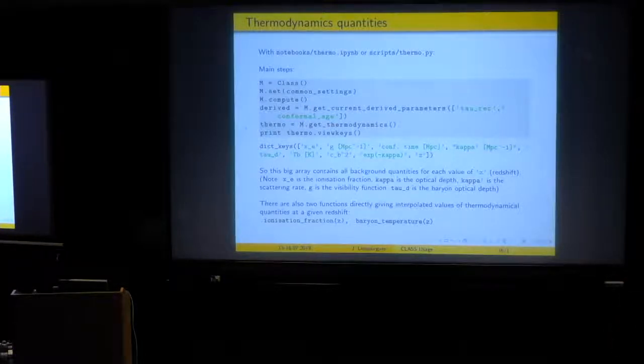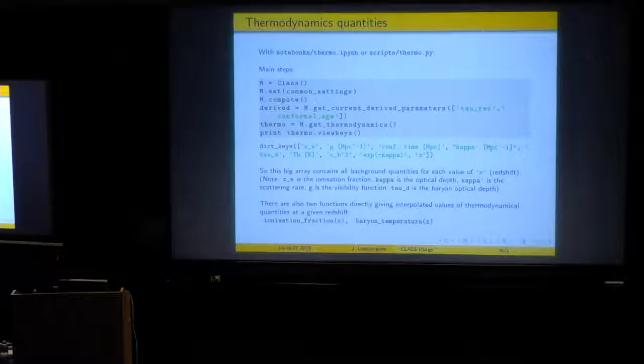So I have this big array, and I can play with the columns in this big array in order to output my quantities. I'm sorry, tau d is not the time of baryon drag. It's a function of redshift. It's the baryon optical depth. And the time of the baryon drag is when this baryon optical depth crosses 1. It happens at a redshift of 900 something.